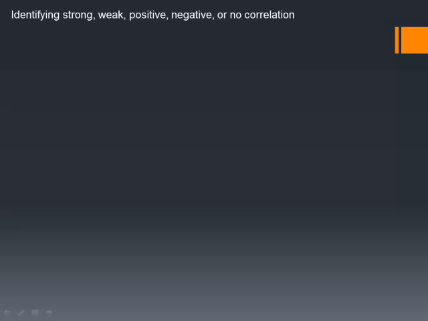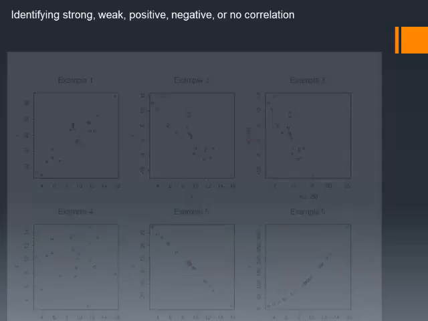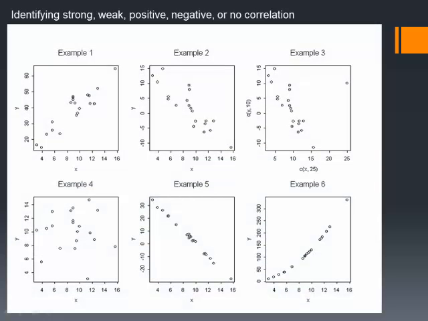So first we want to be able to identify strong, weak, positive, negative, and no correlation. So here I have a few examples. In our first example, as you can see, we are generally moving upward, so we're positive. In our second example, we're generally moving downward. In our third, we're generally moving downward. In our fourth example, the points are kind of everywhere. In example 5, we're moving downward, and in example 6, we're moving upward.